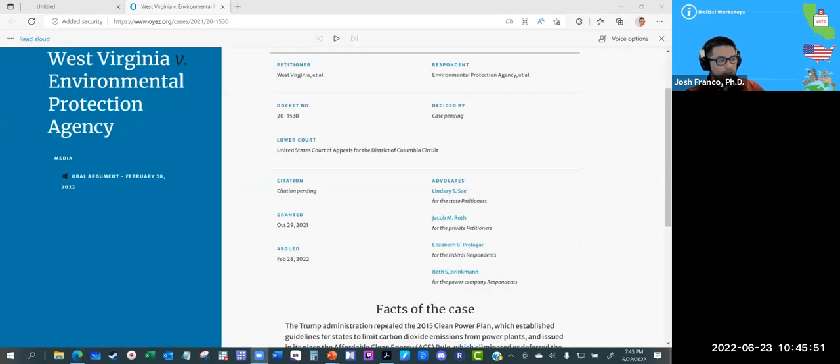So that was Lindsay C. And so she is the person arguing for the state petitioner. So in this case, West Virginia and the group of states involved. You'd also have other advocates, Jacob M. Roth for private petitioners, Elizabeth Prelogger, who's the federal respondent, and they're the U.S. Solicitor General. So they're the nation's highest lawyer. The lawyer that argues before the Supreme Court, I should say, and then Beth Brinkman, the power company respondents, who would argue before the Supreme Court.